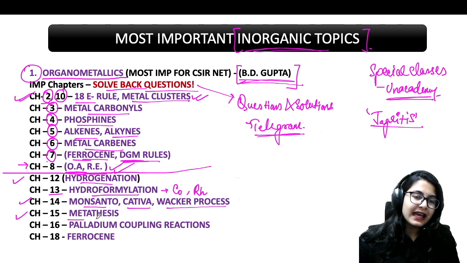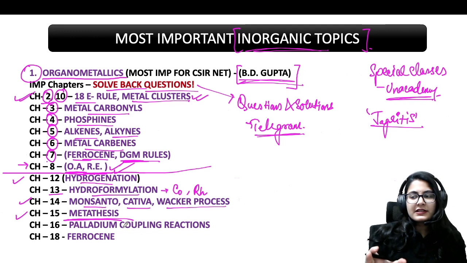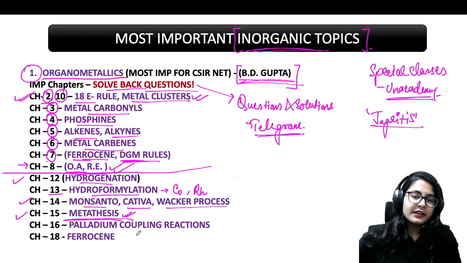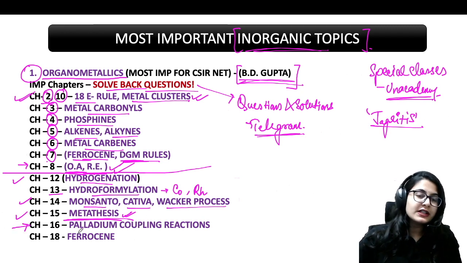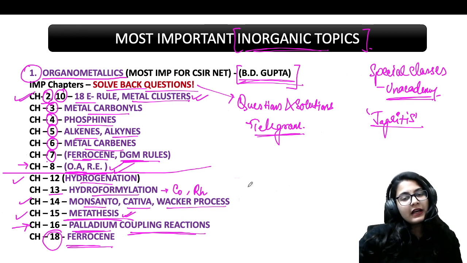Chapter number 15, alkene metathesis. Now, this is also going to be a huge chapter, but just focus on what the metathesis reagents are, the Grubbs catalyst, and what the first, second, and third generation catalysts are, right? So just see that and be very selective. Chapter number 16, huge examples of palladium coupling reactions. Okay. Yeah, chapter 18, most important, ferrocene. So be very selective after chapter 8. यहाँ से selectively पढ़ना है.